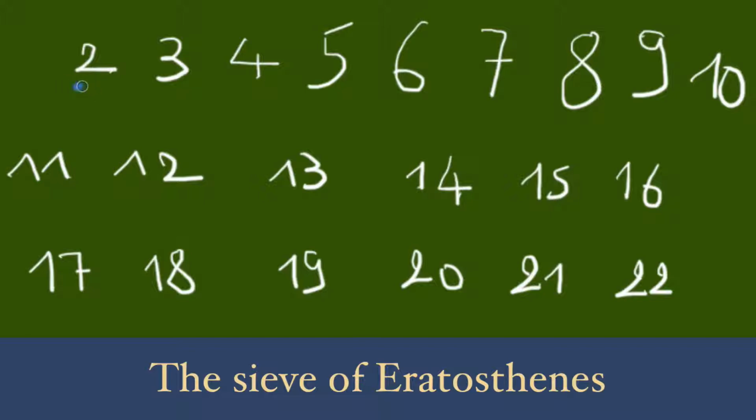We first write the numbers from 2 to 22, then we underline 2 and we stripe all the even numbers strictly greater than 2. We stripe 4, 6, 8, 10, 16. They are not prime because they are multiples of 2 and strictly greater than 2.